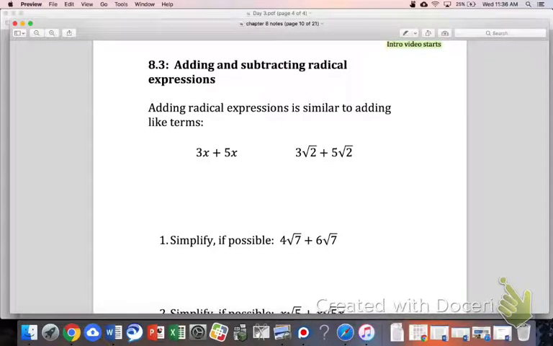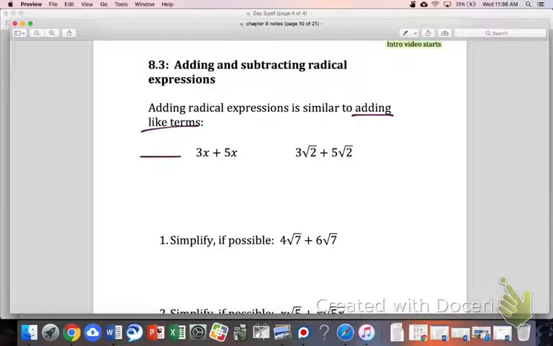This is the intro video for Algebra 1, Section 8.3, and in this section we're going to be looking at how to add and subtract radical expressions. And to help us understand how to work on this, we're going to remind ourselves how we add like terms.